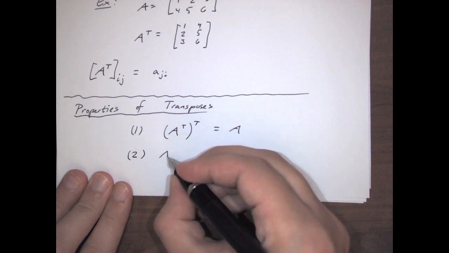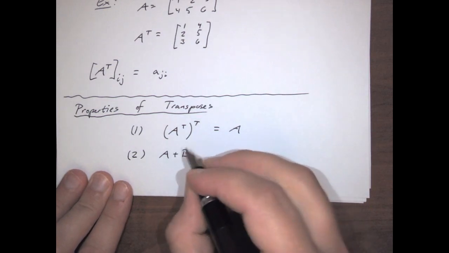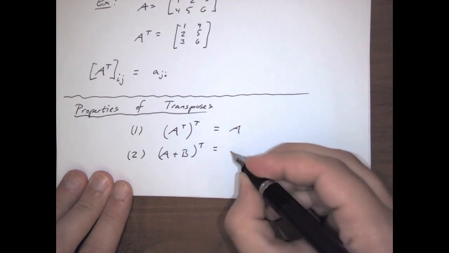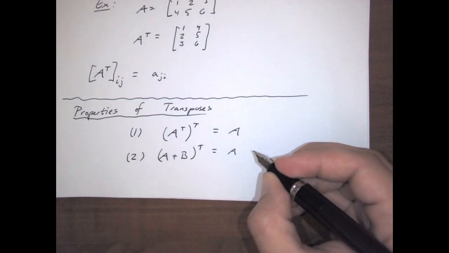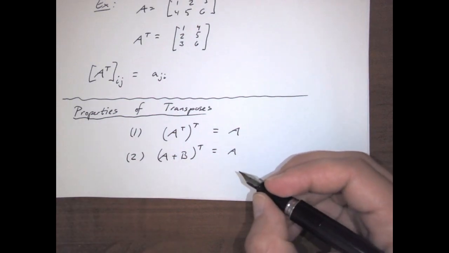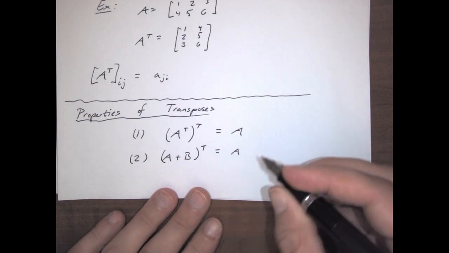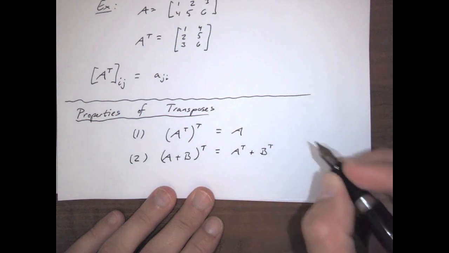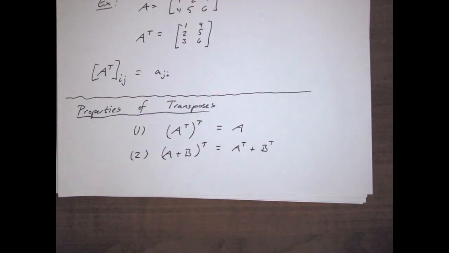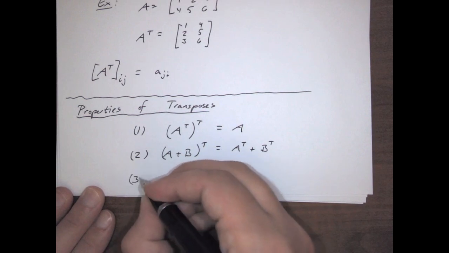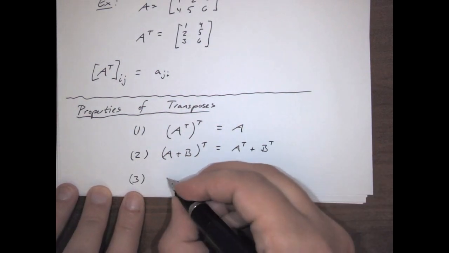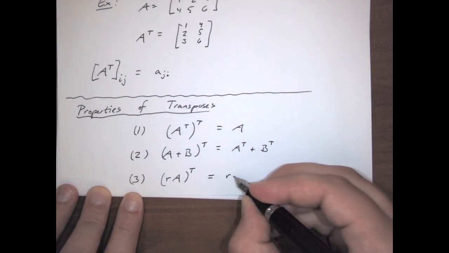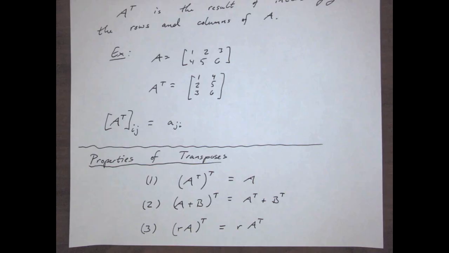Now, what if you were to add together two matrices and then take the transpose of the result? Well, that's the same as adding entry by entry, and these are all the same entries, they're just all scrambled around. And the way they're scrambled around is that the result will be A transpose plus B transpose. And the third property here is that the scalar multiple RA, if you were to take a transpose of that, that's the same as just R times A transpose.